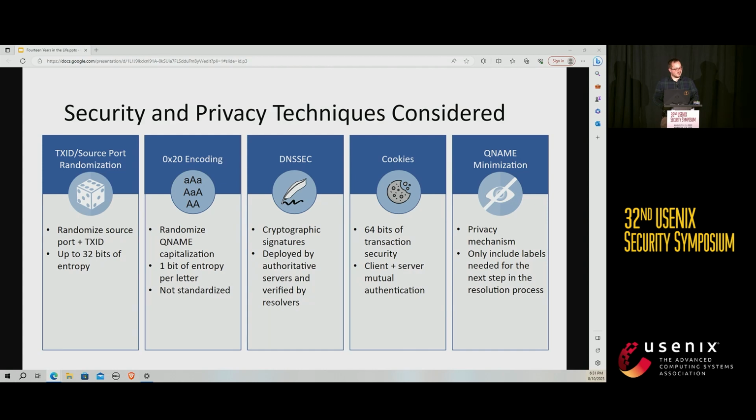DNSSEC adds cryptographic signatures to ensure integrity. There are 2 sides to DNSSEC: deployment by authoritative servers and deployment by resolvers. Notably, here we just consider the deployment by resolvers. Next, DNS cookies. These add 64 bits of additional transaction security and are a mechanism for resolvers and servers to mutually authenticate. Finally, QNAME minimization is a privacy-preserving technique. The basic idea is that a resolver should only include the labels that are needed for the next step in the resolution process.